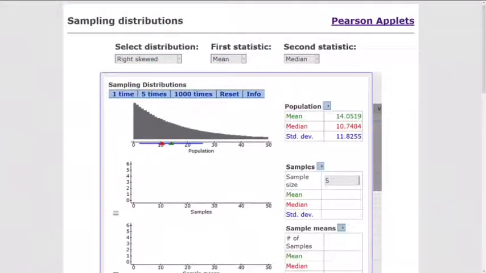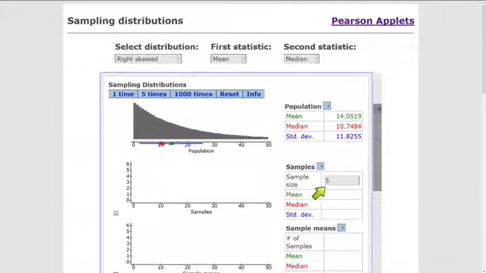Here I am back in the sampling distribution applet from MyLabs Plus. Notice that this time I have a right skewed population. So here is the distribution of our population, and it is definitely right skewed. It has a mean of 14.05 and it has a standard deviation of 11.83. Now again, we're going to have the computer pull samples from this population and then collect all of the sample means down here, and we want to see the shape of the distribution of our collection of x bars down here.